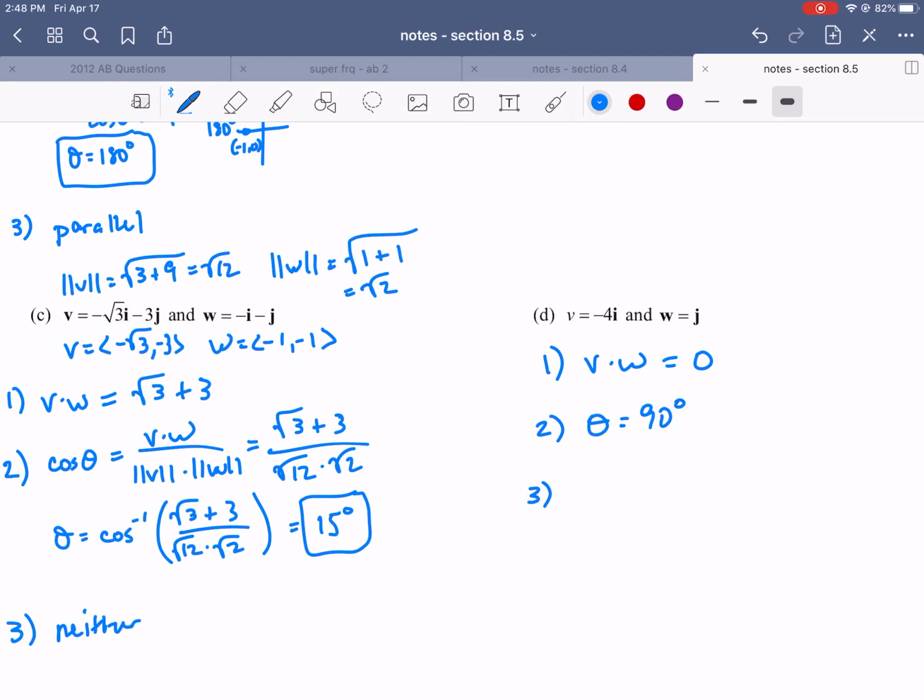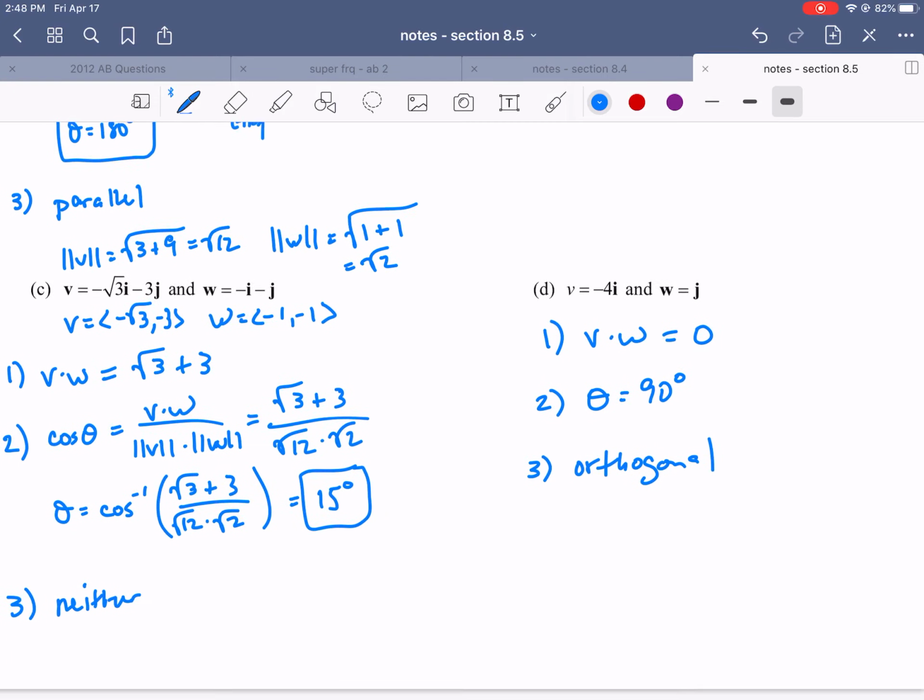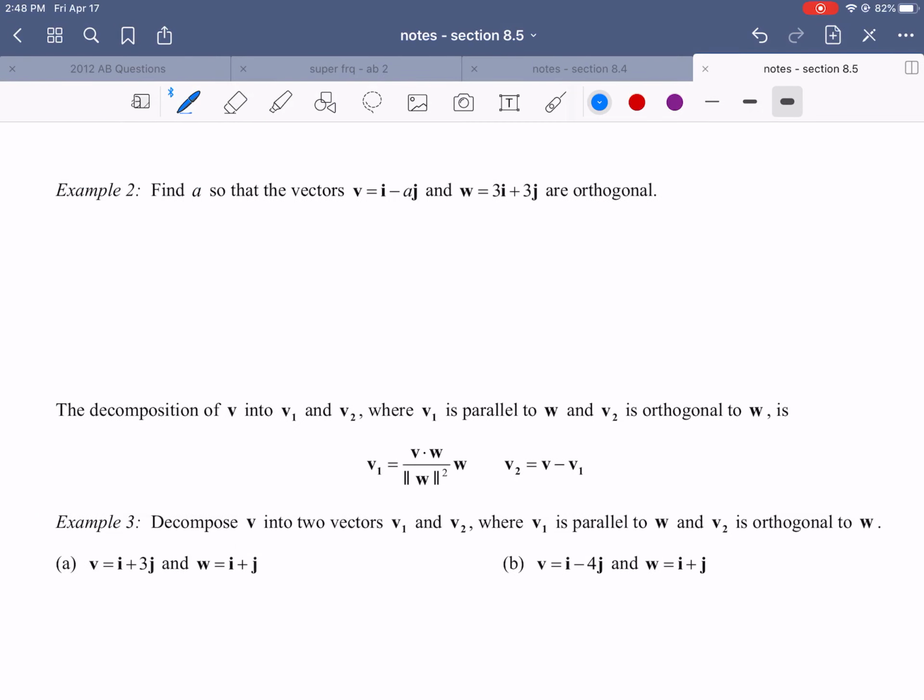And thirdly, if the angle is 90 degrees and the dot product is 0, that means that the two vectors are orthogonal. Okay, in example 2, interesting problem here. I like this problem. It says find a, and so what is it talking about? It's talking about this a right here, so that the vectors are orthogonal. And so I need to refer back to the definition of what it means for two vectors to be orthogonal. I know that that means that their dot product is equal to 0.